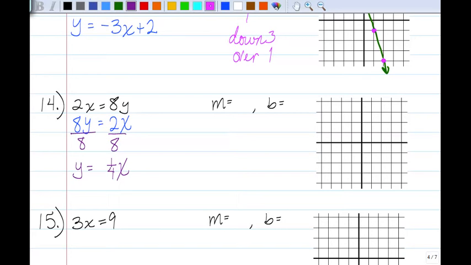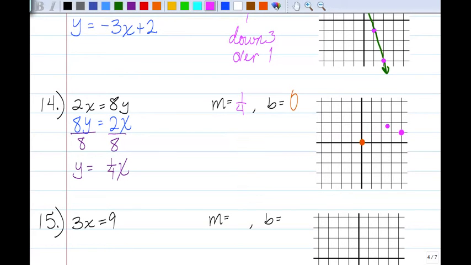So my slope would be 1/4, and my y-intercept is actually going to be 0 since I don't have anything here. It's kind of the same thing as having a plus 0. So I'll go ahead and plot my y-intercept at 0, and then since my slope is 1/4, from there I'm just going to go up 1/4.